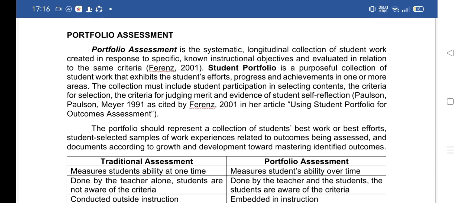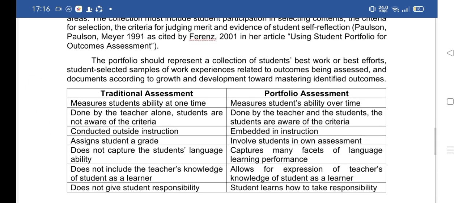And then, student portfolio is a purposeful collection of students' work that exhibits the students' efforts, progress, and achievements in one or more areas. The collection must include student participation in selecting contents, the criteria for selection, the criteria for judging merit, and the evidence of student self-reflection. So, student portfolio is the collection of all the students' work or outputs, and we are asked to compile all of those in a portfolio.